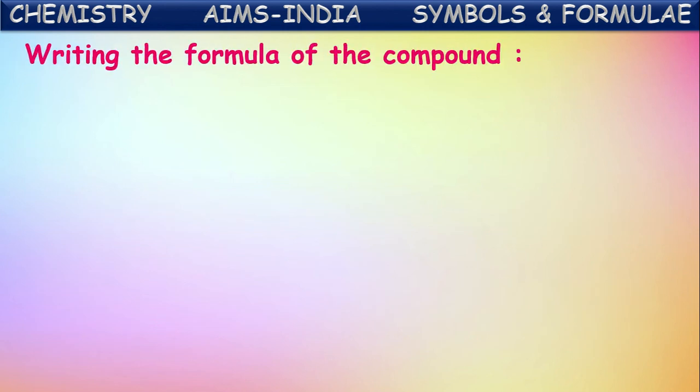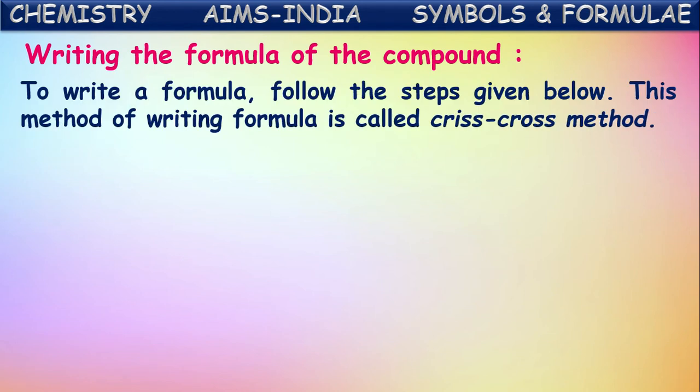Next, let us see how to write the formula of a compound. If you know the symbols of the elements, let us try to learn here how to write the formula of a compound using the symbols. To write the formula of a compound, we have to follow certain steps. This method of writing the formula of a compound by following certain steps is known as the crisscross method.